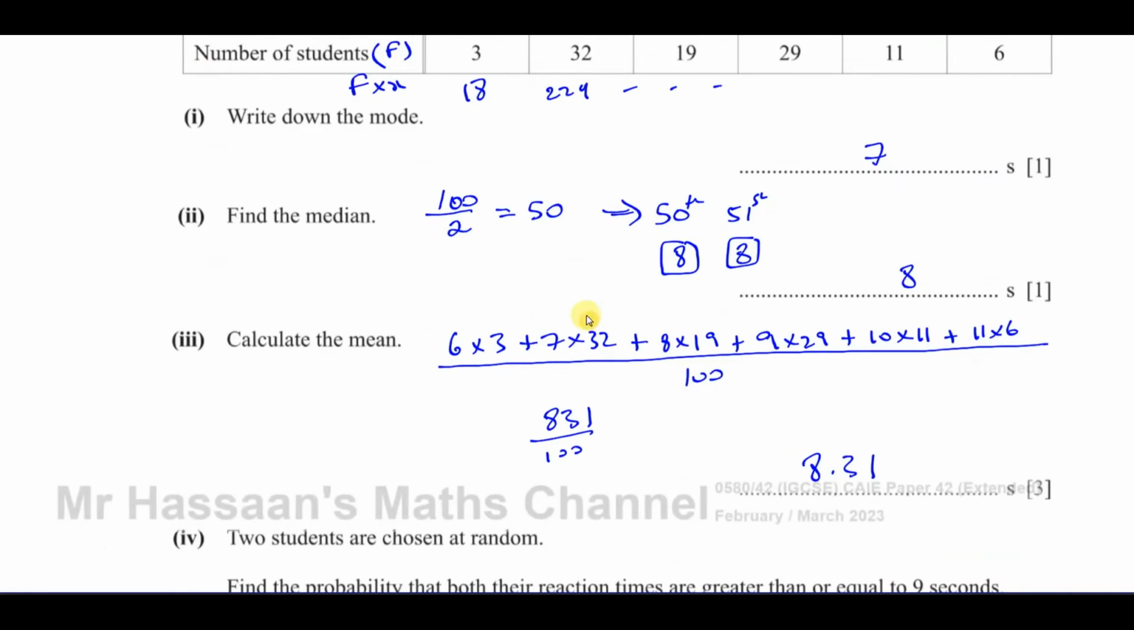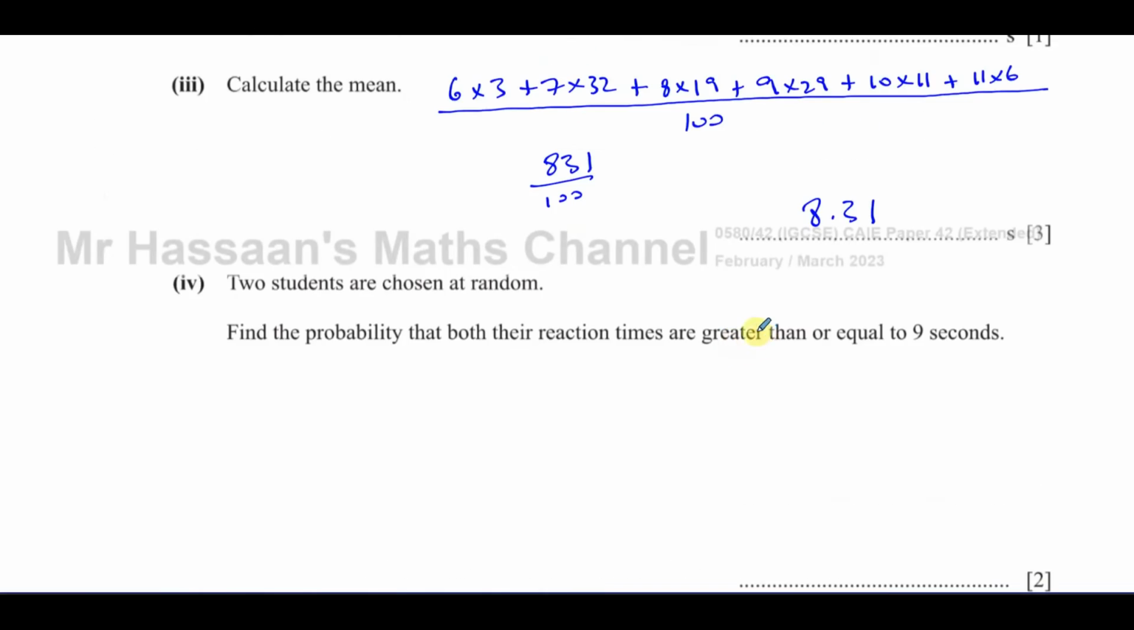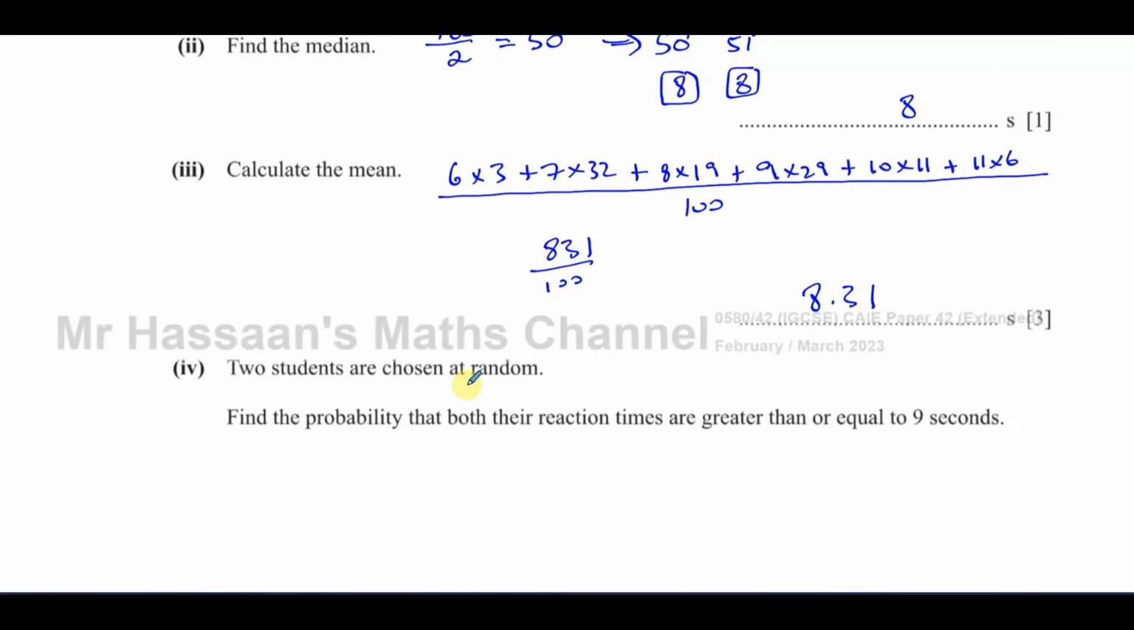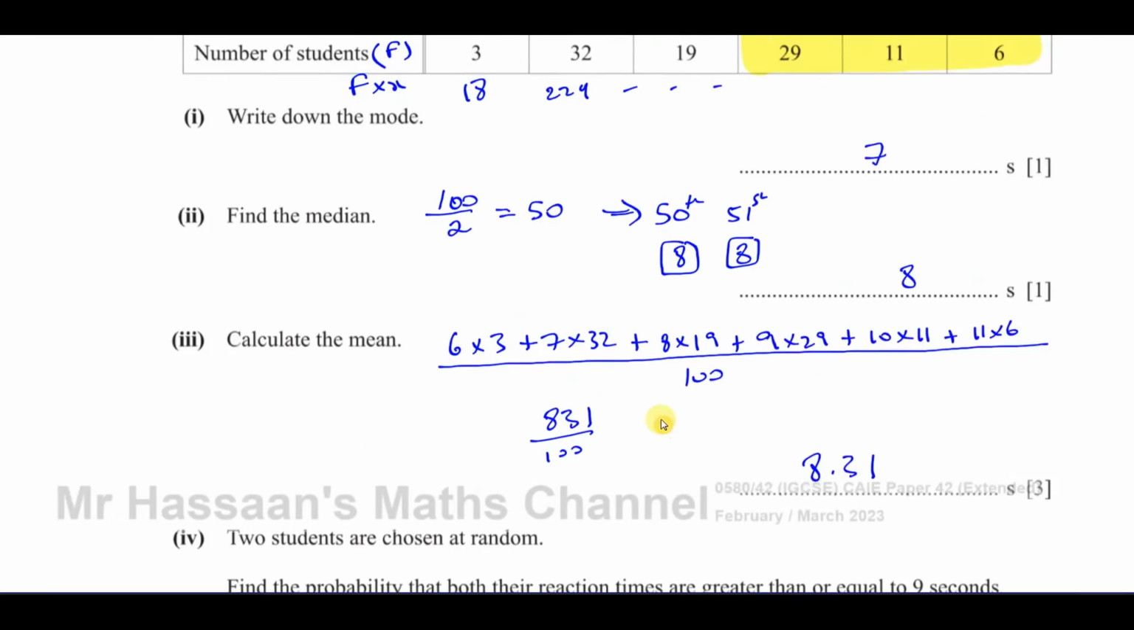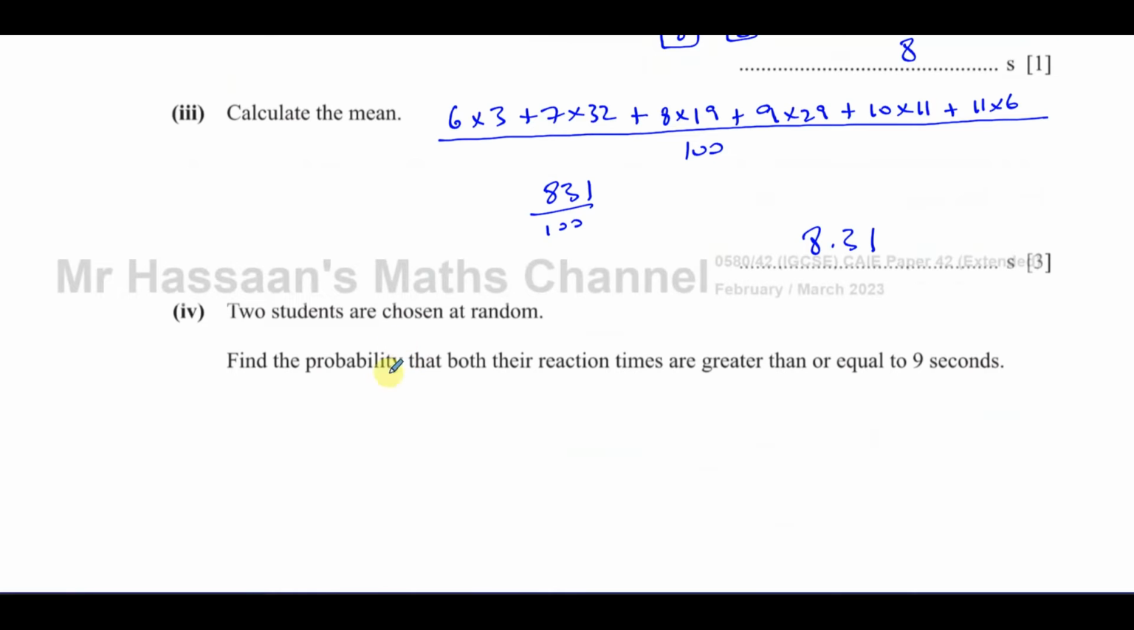All right, so now, part 5, it says, 2 students are chosen at random. Find the probability that their reaction times are greater than or equal to 9 seconds. All right, greater than or equal to 9 seconds means it's these, 9 seconds or more. So the probability that the 2 students, both of them, have a reaction time greater than or equal to 9 seconds. So we've got 2 students, and both of them are greater than or equal to 9.